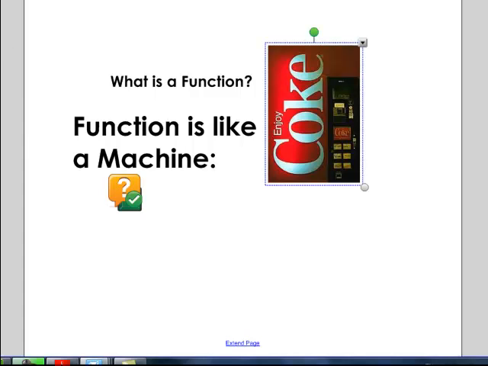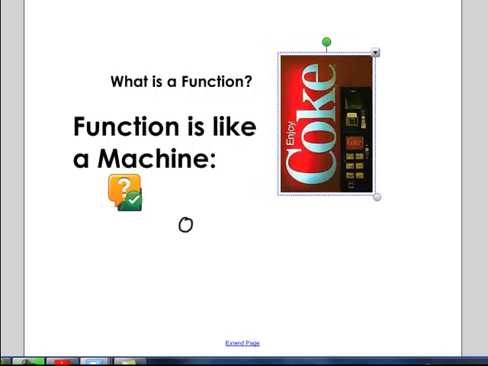Alright, so if we look at it as a machine, let's put a machine up there. What's a machine that everybody knows? It's a Coke machine. So if we have a Coke machine, how do we get a Coke out of it? Well, first thing we need is some money. So let's put a couple quarters here, and let's say that this Coke machine costs 50 cents for Coca-Cola. So these quarters here are going to be my input. And what happens when I put these 2 quarters into my Coke machine? I get my output, which is a Coke. So my input is the quarters and my output is the Coke.